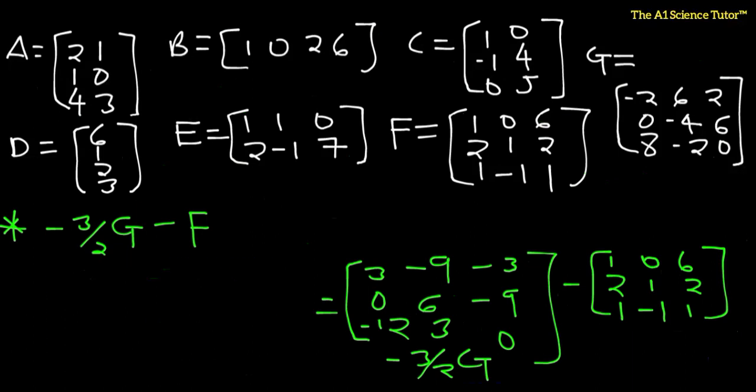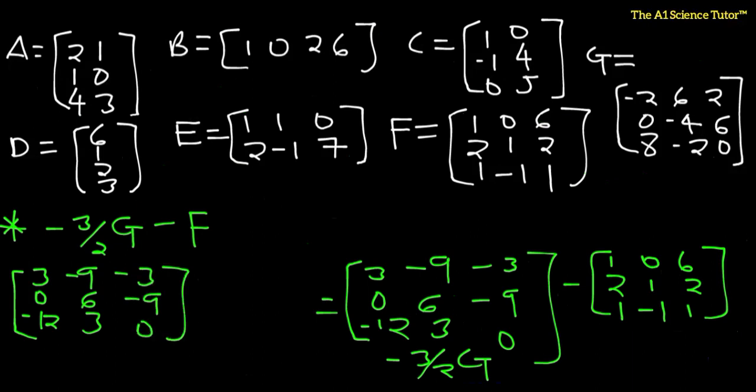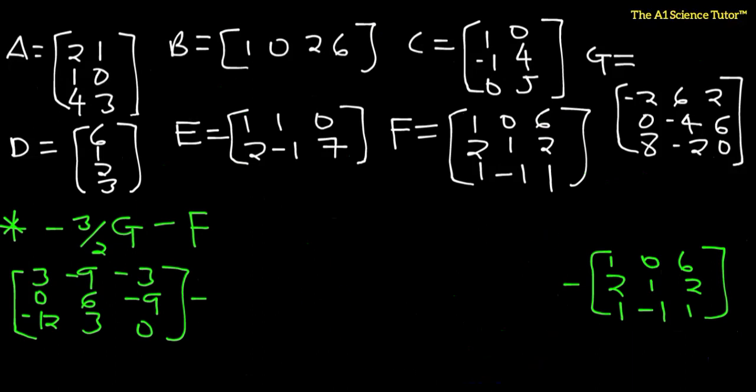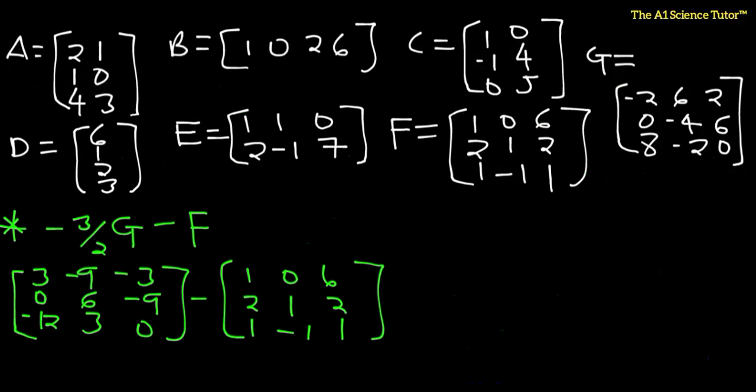So what is that going to give us? Now, I'm just going to shift stuff to this side. So we're going to have 3, 0, and -12. We have -9, this is going to be a 6, and we have a 3 there. So -3, this is -9 and 0. And this is subtracted from this answer. So that is going to be 1, 2, 1, this is 0, 1, -1, 6, 2, and 1. So let us work this one in the final step.